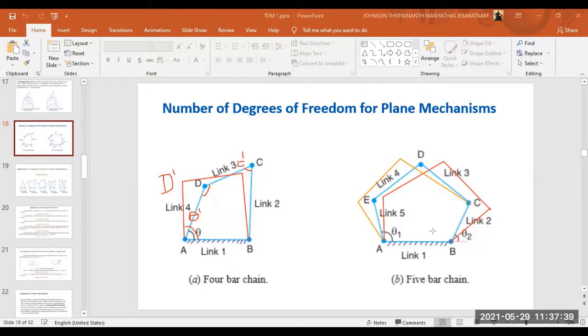So to define the motion of the joint E, joint D, and joint C, the theta 1 alone is not enough. I need theta 2 also. If theta 1 and theta 2 are given, then I can find the change of angle of the other joints. So now we'll come into the formula section. How can we find this numerically, and what are the formulas available? This is what is actually meant by the degree of freedom of plane mechanisms.